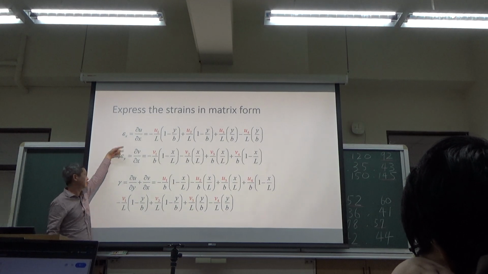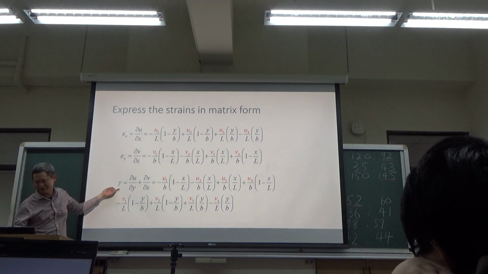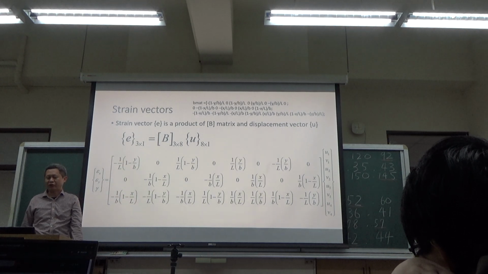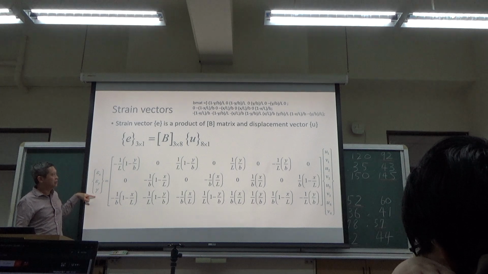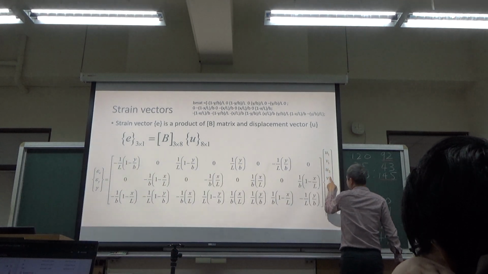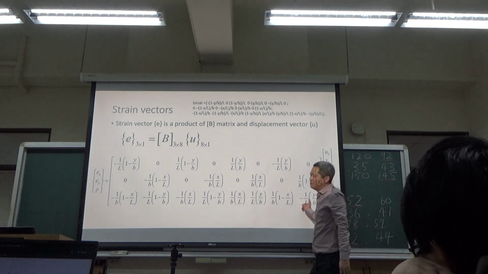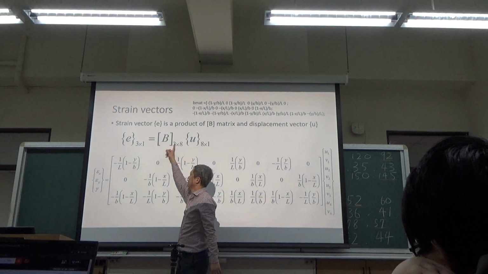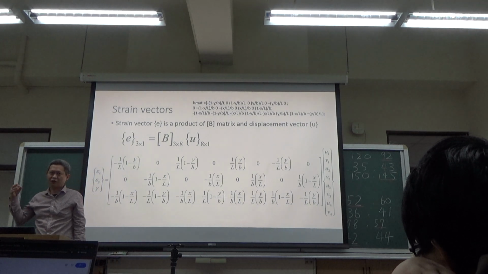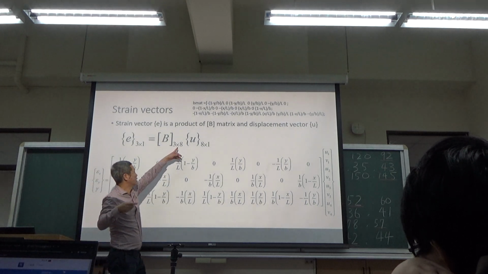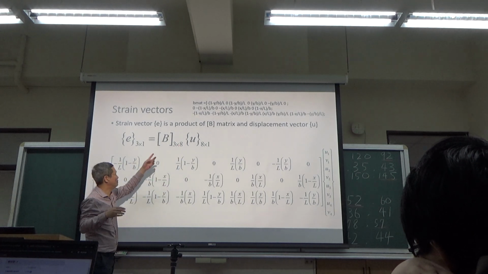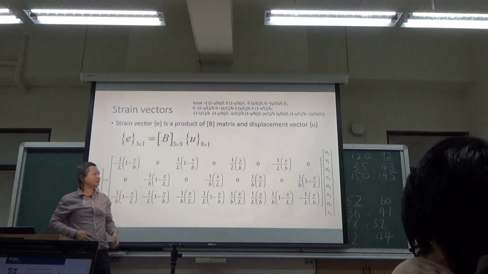So after you have done all the partial differentiation, list out the three strains: normal strain in the x direction, normal strain in the y direction, plus the shear strain. And re-express them into the matrix form. The three-strain vector is the B matrix times the displacement vector. This B matrix has a size of 3 by 8. Because this is a rectangular element, it's got 4 nodes, each node got 2 degrees of freedom. So altogether, you have 8 degrees of freedom for one rectangular element.